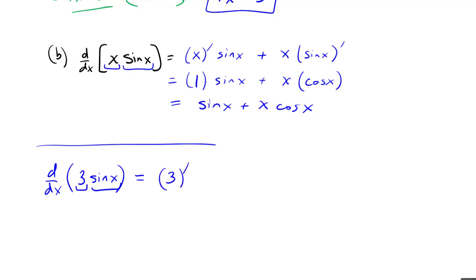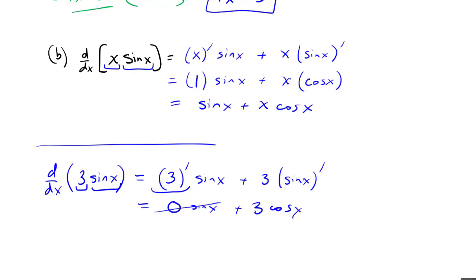I would have the derivative of 3 times sine x as it is, plus 3 times the derivative of sine x. But the derivative of the constant here is going to give me 0, which is going to knock out that whole term. And then I'd get plus 3 cosine x, so I'd actually get 3 cosine x, which is what I get if I just instead treated this as a constant multiple, which is how I should do it. And then I would just get the same result directly.